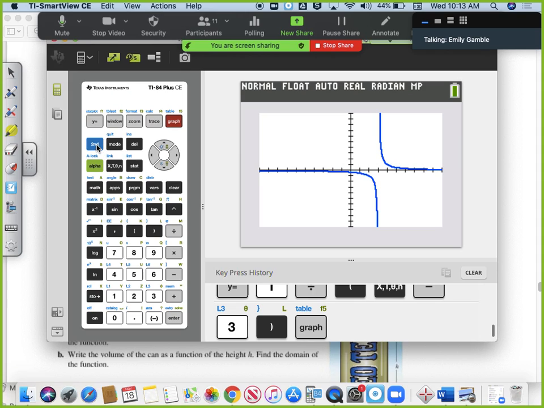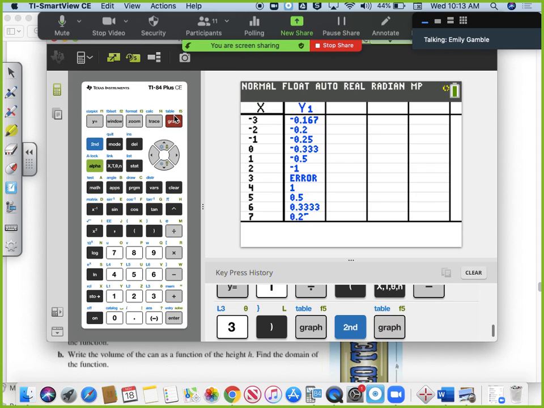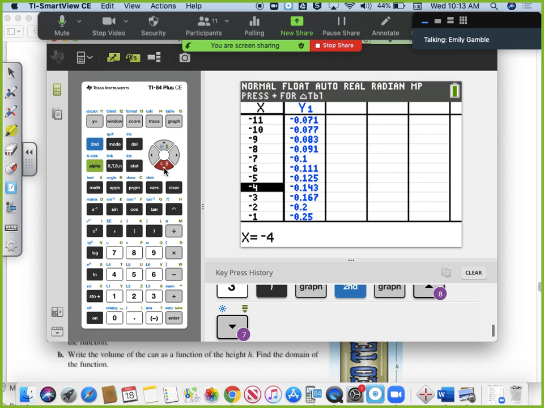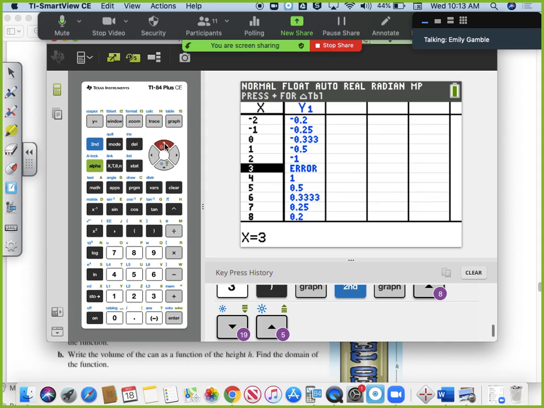But this one's a little bit interesting. If I hit second graph, it's going to open up a table of values. And I can scroll up to see more negative numbers. I can scroll down to see positive numbers. But then I see right here at the center that there's something strange that happens when x is equal to 3. When x is equal to 3, it says that there is an error right here. It says that it can't calculate a number when x is equal to 3.